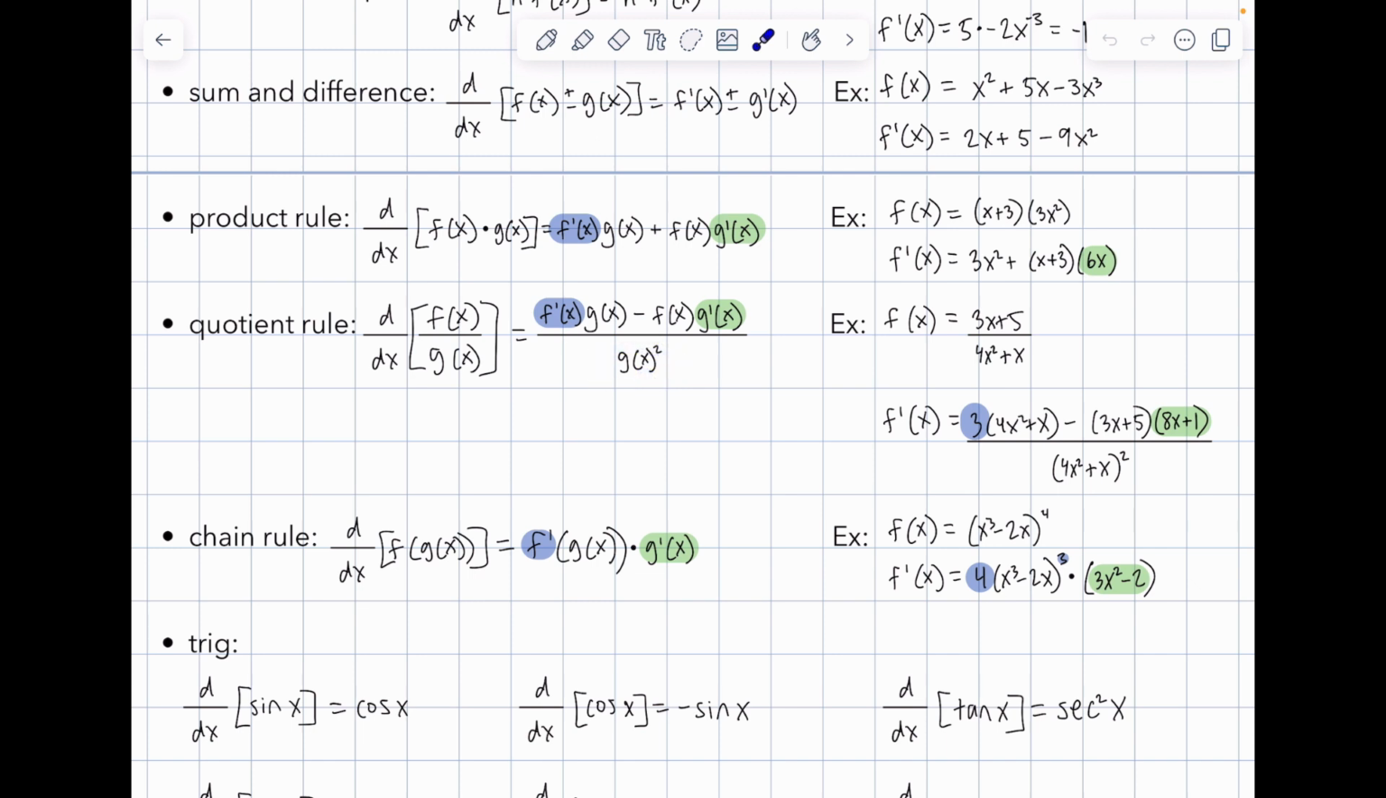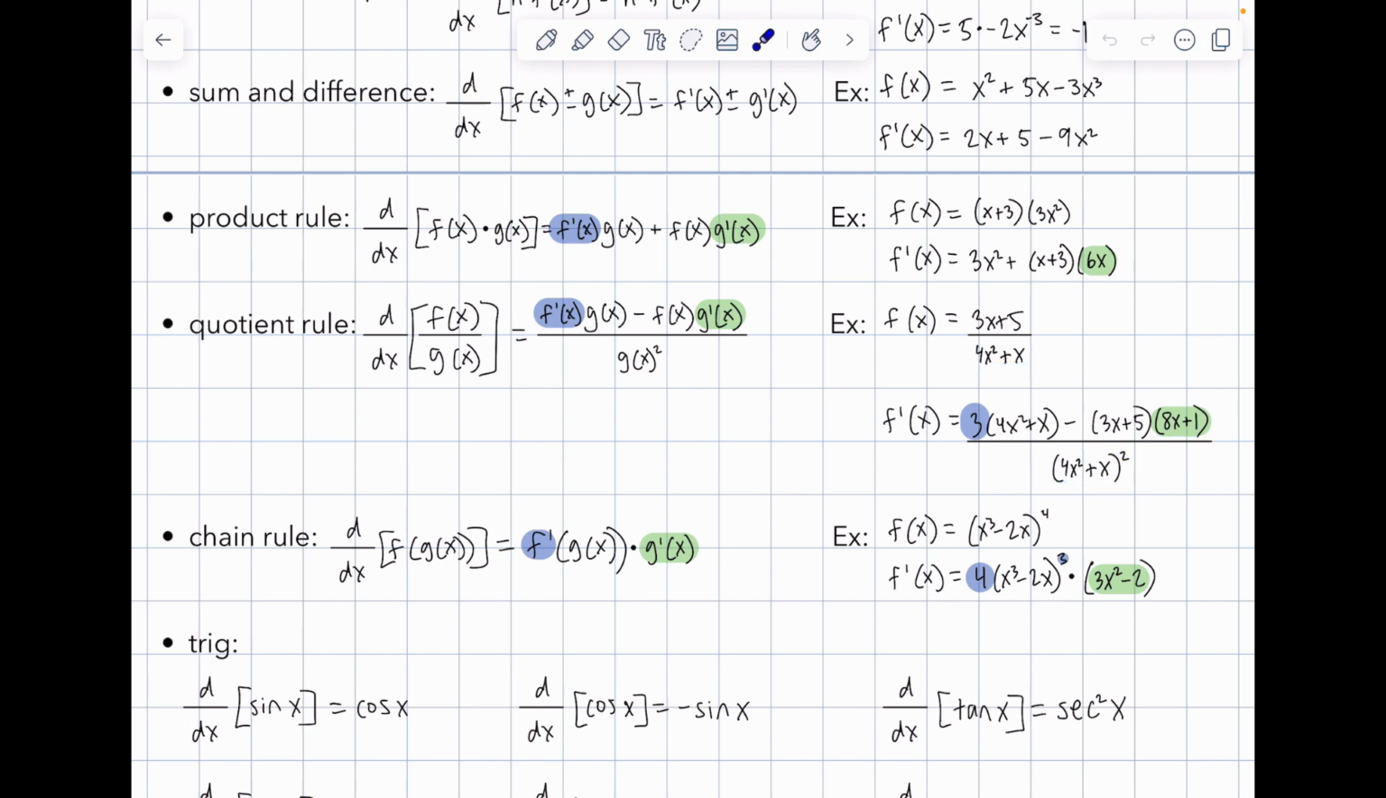And in an example again, f of x equals 3x plus 5 over 4x squared plus x. So we have f prime of x, which is 3 times the bottom, and then minus f of x, which is this top function here, times the derivative of the bottom function, which is this, and you just square the bottom.